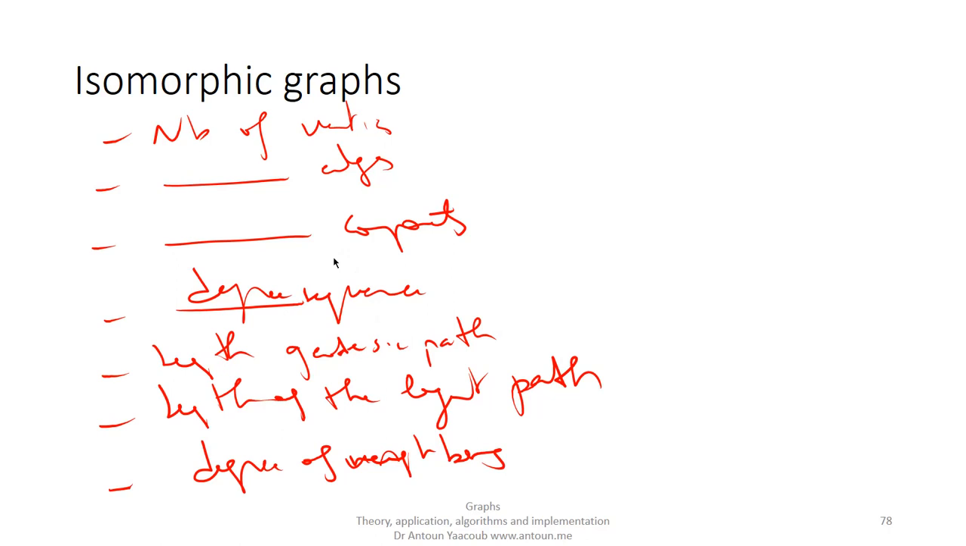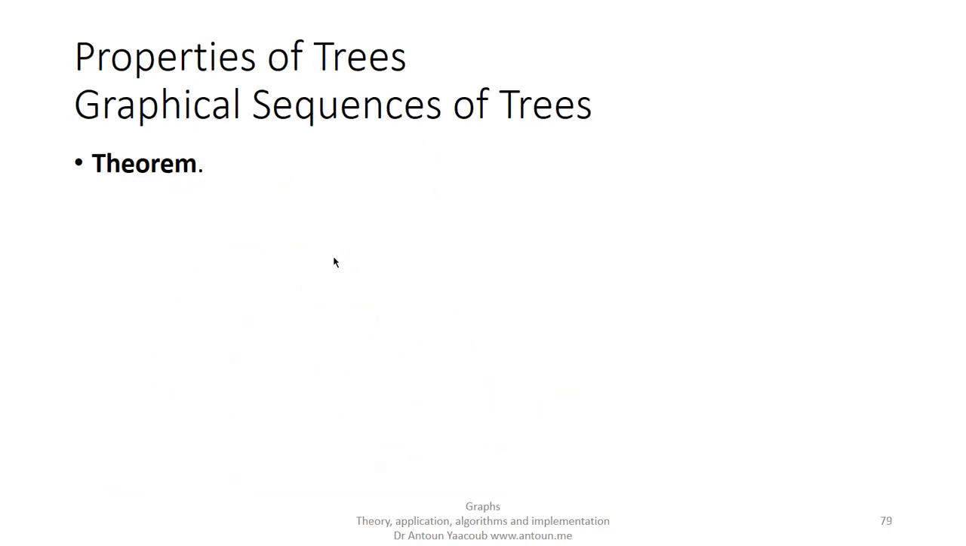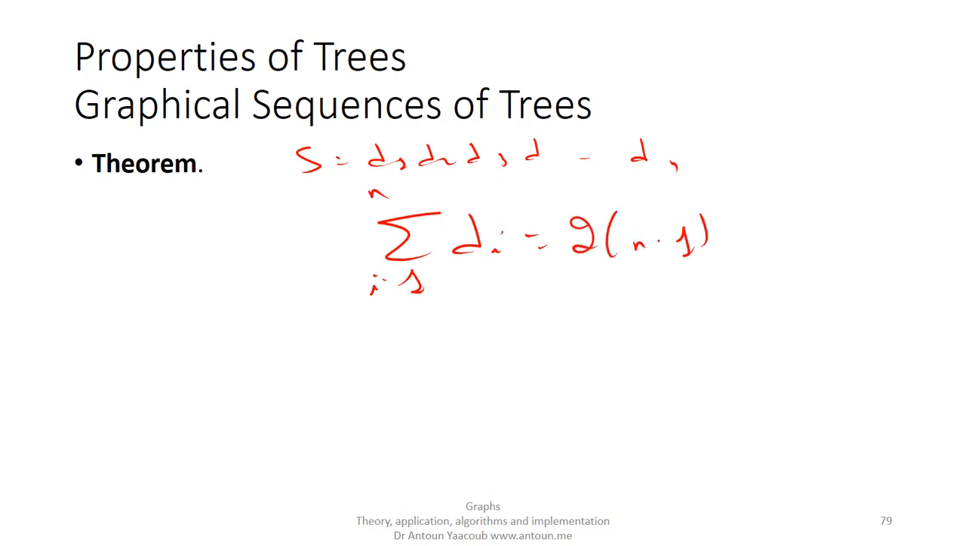Let's see what will happen if I'm considering trees. We know that for the graphical sequence of trees, if I have a sequence S which is equal to d1, d2, d3, ..., dn, then the summation of di, i equal 1 to n, is equal to 2 times (n minus 1).